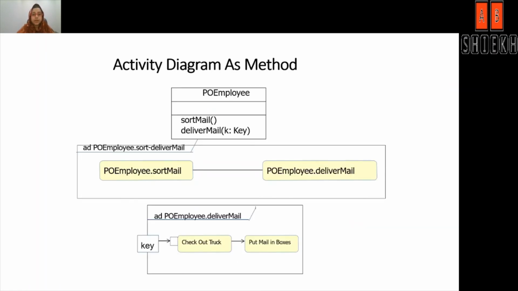Methods from the class diagrams can also be translated into the activity diagram. So for example, here I have two methods, sort mail and deliver mail. So this particular class can be translated into the activity diagram like this. First we will sort the mail and then we will be delivering the mail. And to deliver the mail, first we will be checking out the truck and then we will be putting the mailboxes inside the truck. So that's how we can translate our class diagram functions or methods or operations into the activity diagram as well.